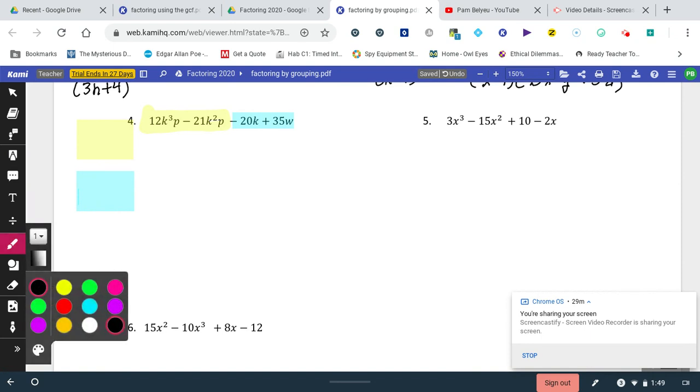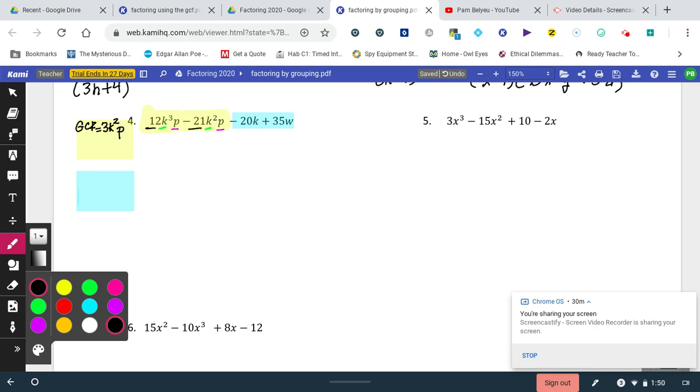All right, so just look at the block that's in yellow. You have 12 and 21. Well, what goes into 12 and 21? The only factor of 12 and 21 besides a 1 is 3. All right, and they both have a k. So between k cubed and k squared, I'm going to write k squared. And they both have a p. There's p and there's p. That's pretty easy because they're both just p.